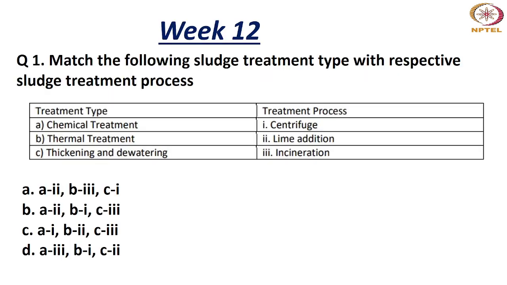So, the first question is: match the following sludge treatment type with the respective sludge treatment process. The treatment type and treatment process are given. At A it's chemical treatment, then thermal treatment, thickening, dewatering. On the other side, the first option is centrifuge, second is lime addition, then third is incineration.